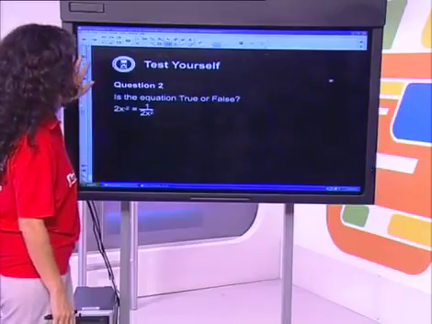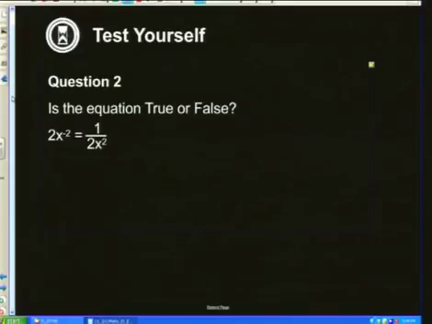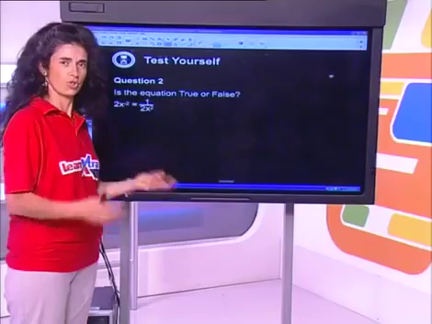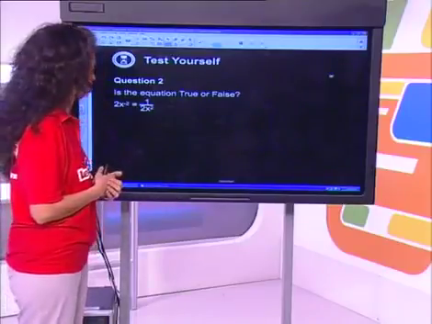Right, another true or false. Is 2x to the power of negative 2 the same as 1 over 2x squared? Do you agree with that, grade 11s? Would you say it's true? Would you say it's false?